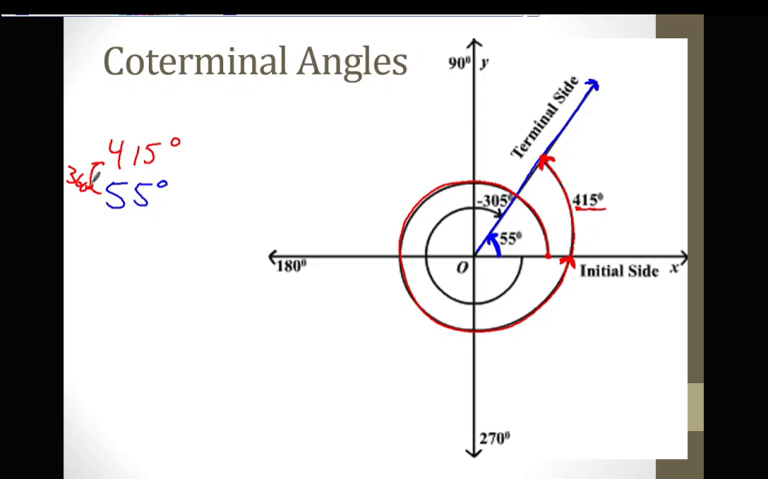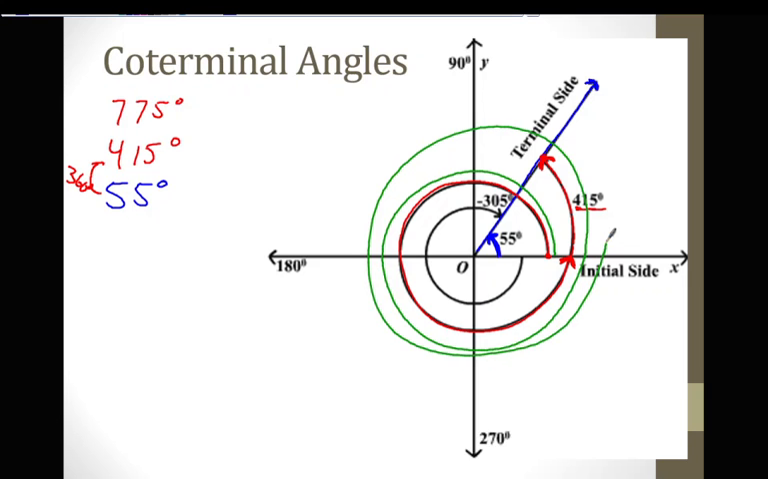And we could do it again. If we took 415 and added another 360 degrees, we'd get 775 degrees. That just means that that angle started here, same place, went around once, went around twice, and then still ended up right here in the same place. It did 2 rotations and then another 55 degrees. Okay? That's what coterminal means.